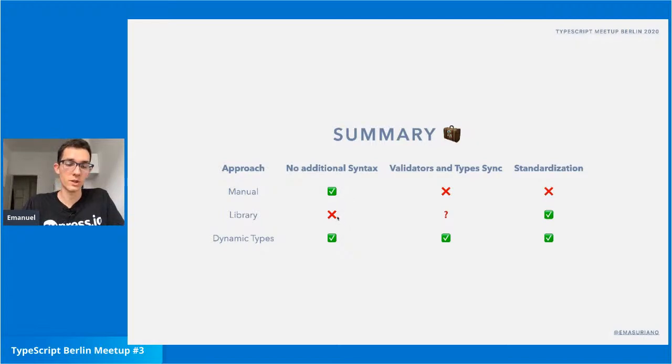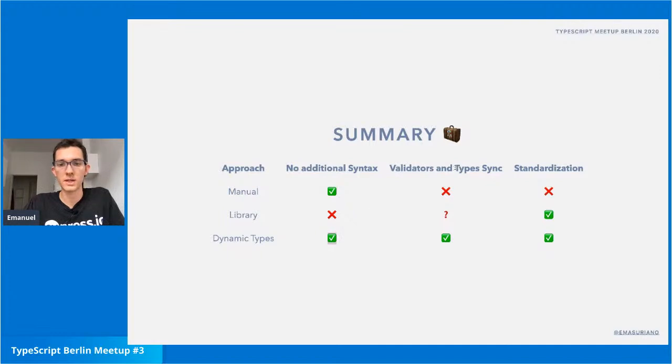The second one, depending on the library you're going to use, you need to know how you create these validations. For dynamic types, it's actually pretty cool because what you're basically doing is just typing them. You're creating TypeScript definitions, and given that, you're having validations. So I will consider that as a check.